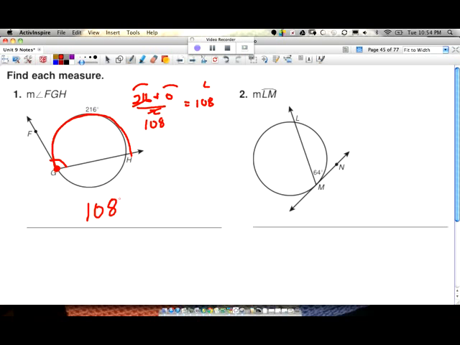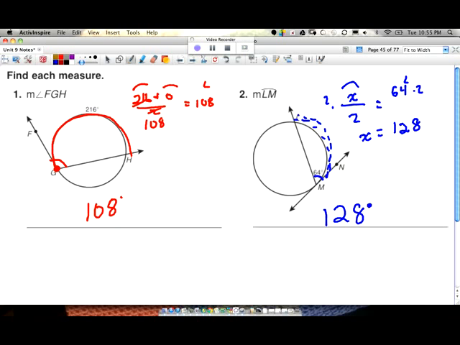Alright, LM, it's asking us to find the measure of arc LM. This is kind of like the inverse of what we did because they're giving us the angle and asking about the arc. Well, if we take the arc and divide it by 2 and that gives us the angle, that means x divided by 2 equals 64. So I'm going to multiply by 2 then. And that would give me 128 this time. Not 108, but 128 degrees would be the measure of this arc. Too easy. Let's try some more.